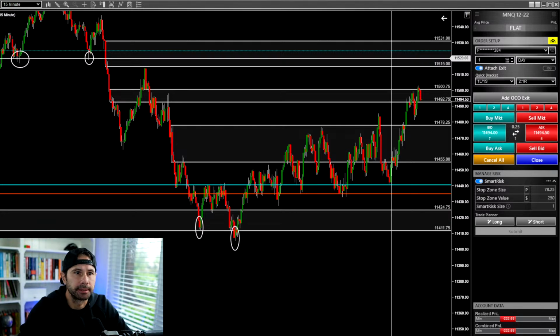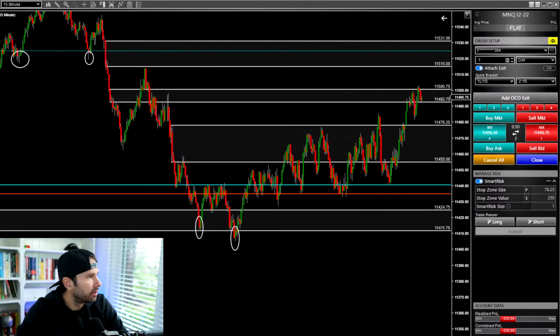All right, let's go to the dollar. So the dollar closed the gap from yesterday's close and it started to come down from there. So we might have some continuation to the upside though.